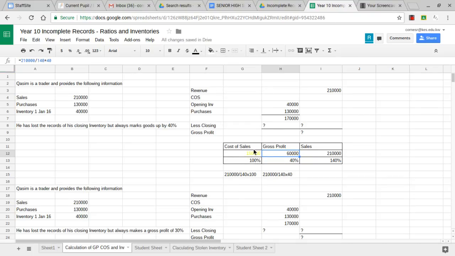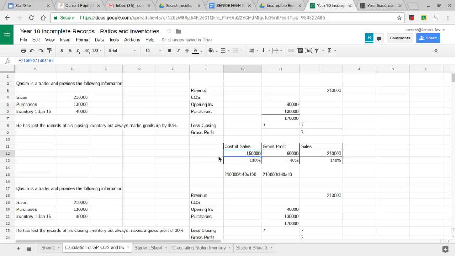And I can do a similar thing to find out my cost of sales, because my markup of 40% was based on increasing the purchase price by 40%. So the purchase price has got to have been 100%. So I do a similar calculation. I do my selling price, which I know is 140%. I divide that by 140 to find 1%, and then multiply it by 100 to find my cost of sales, or how much the goods that have been sold cost this business to buy.